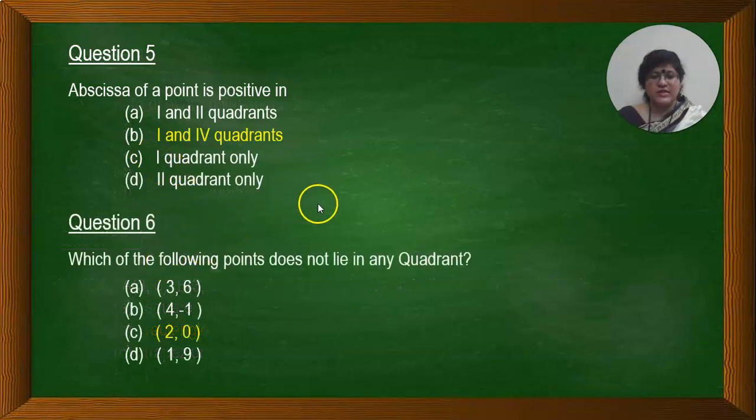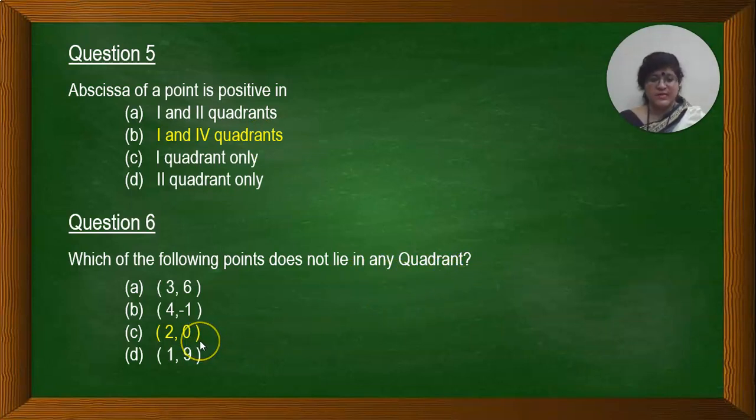Abscissa of a point is positive in which of the following? So the answer is first and fourth quadrant. If you look at the points, you will notice that in the first quadrant, x coordinate and y coordinate are positive, and in the fourth quadrant, x coordinate is positive and y coordinate is negative. But here they have asked the x coordinate is positive in which all cases? So the answer is B.